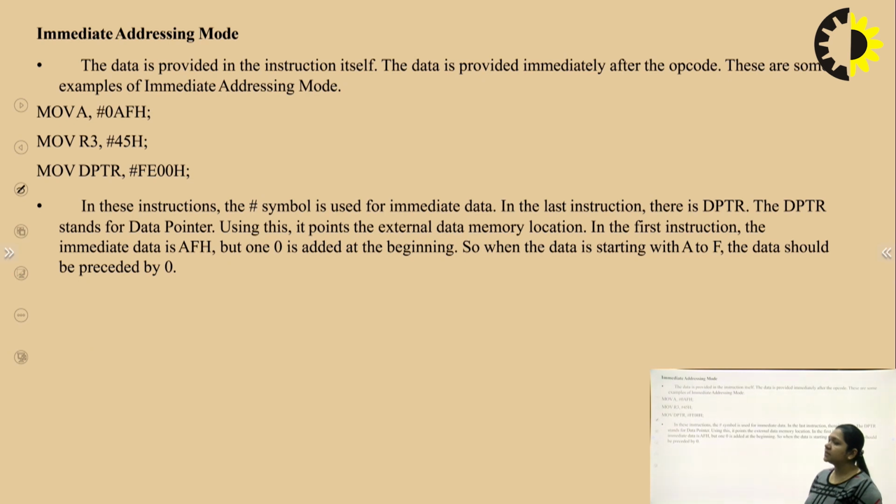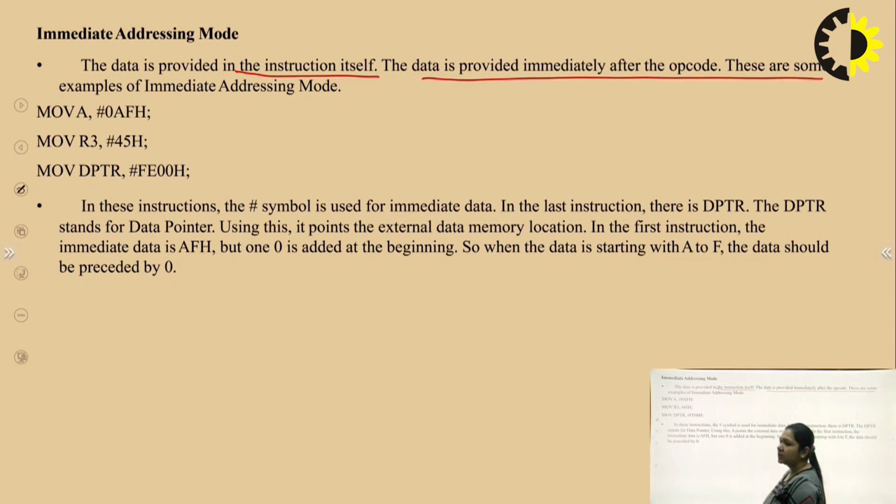So this is the first addressing mode, that is immediate addressing mode. In the immediate addressing mode, the data is provided in the instruction itself, immediately after the opcode. As we all know, there is an opcode and after that opcode, the operand is given. So the opcode is given and after the opcode, there is the data.